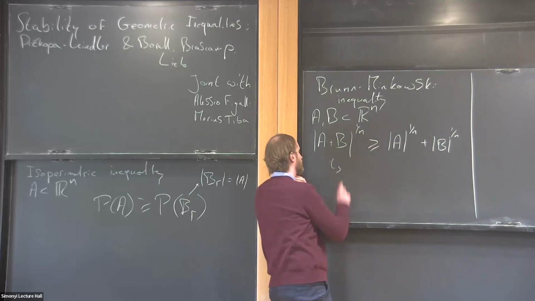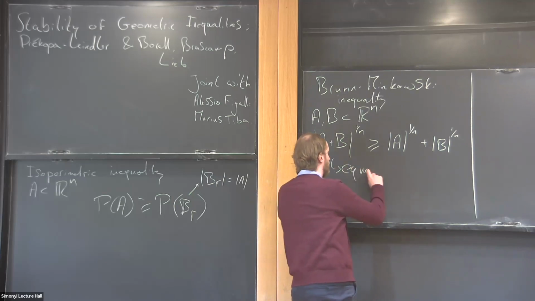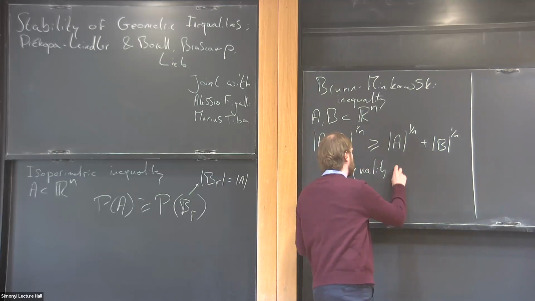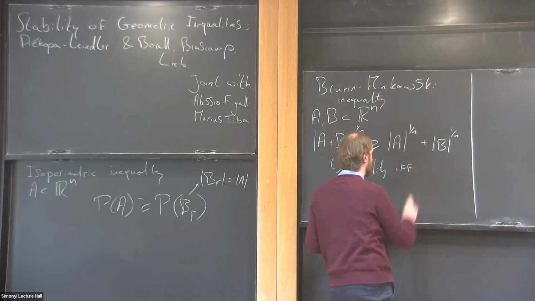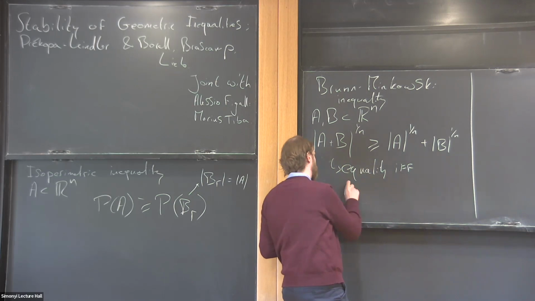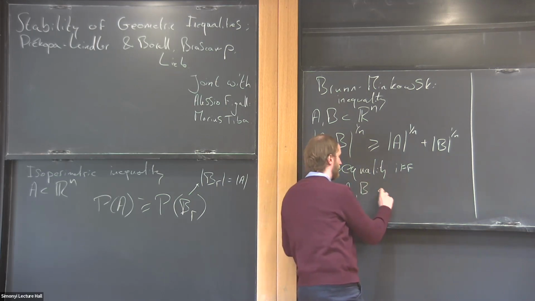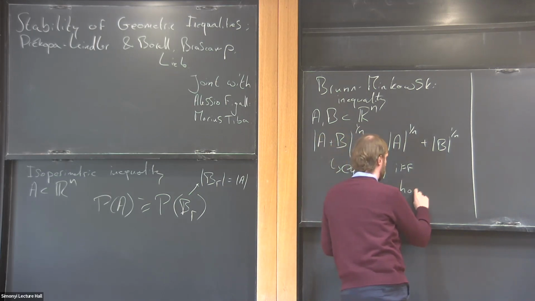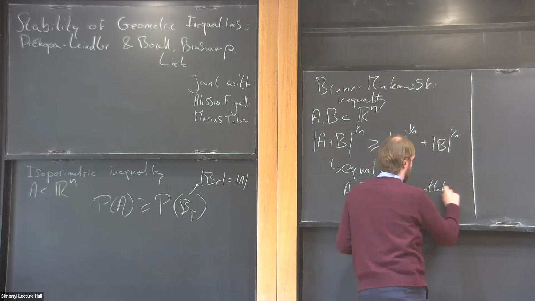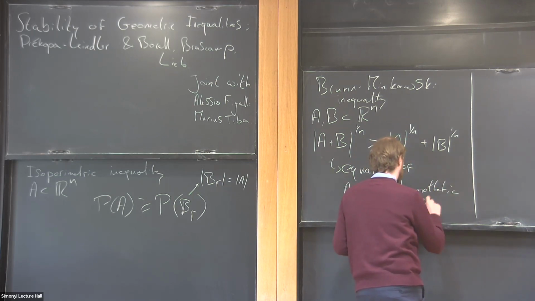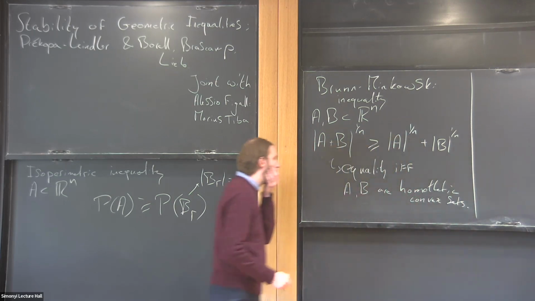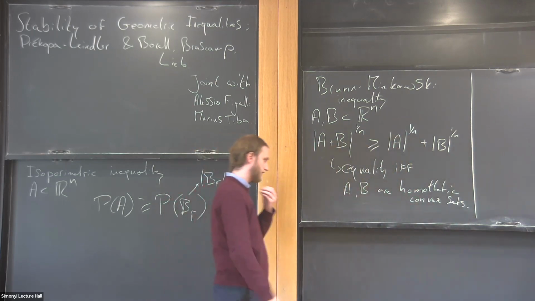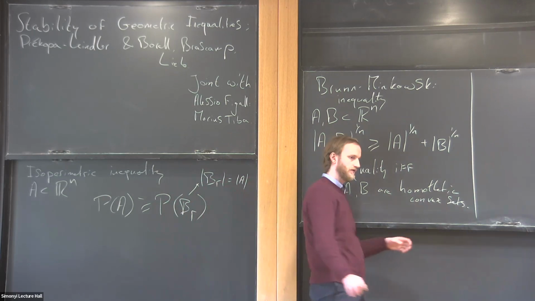Okay, and in this case, we get equality if and only if A and B are homothetic convex sets, up to measure 0 sets.